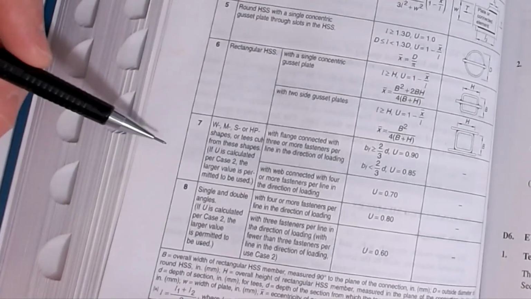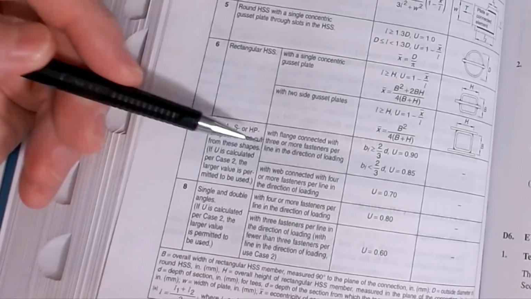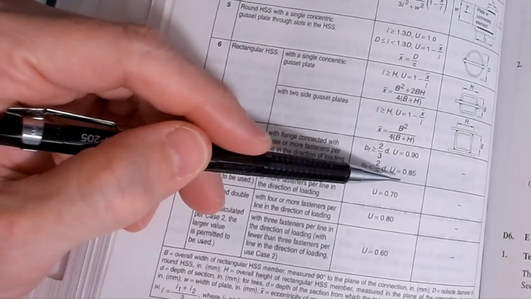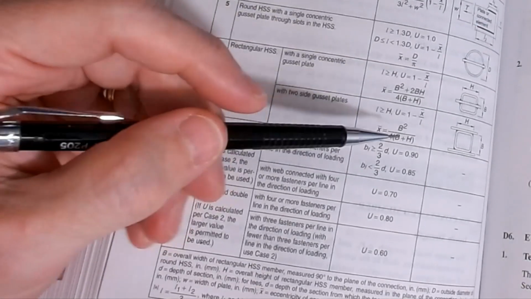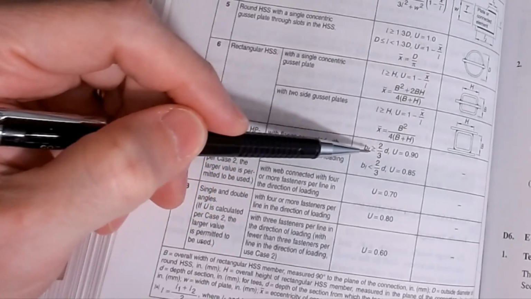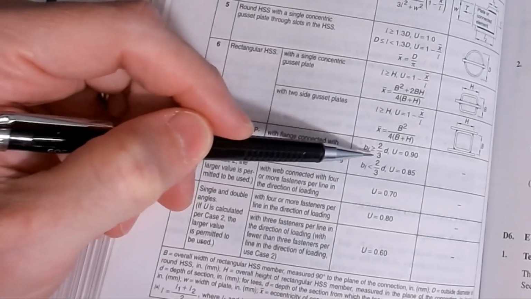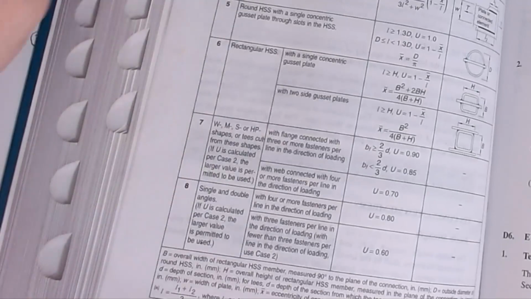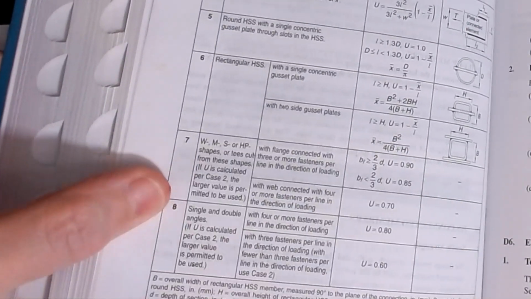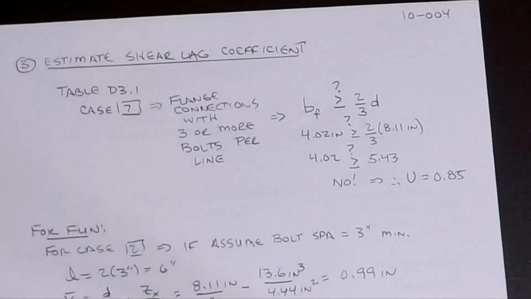Case 7 wouldn't work there. But because I've got 3 in a line, I can jump over to here and I know my U is going to be either 0.9 or 0.85. For those particular values, all I have to do is take BF and compare that to 2/3 of D, and that will give us an answer on U. If I don't want to do this check, I could just pull 0.85 and keep going, but we'll go ahead and do the check.